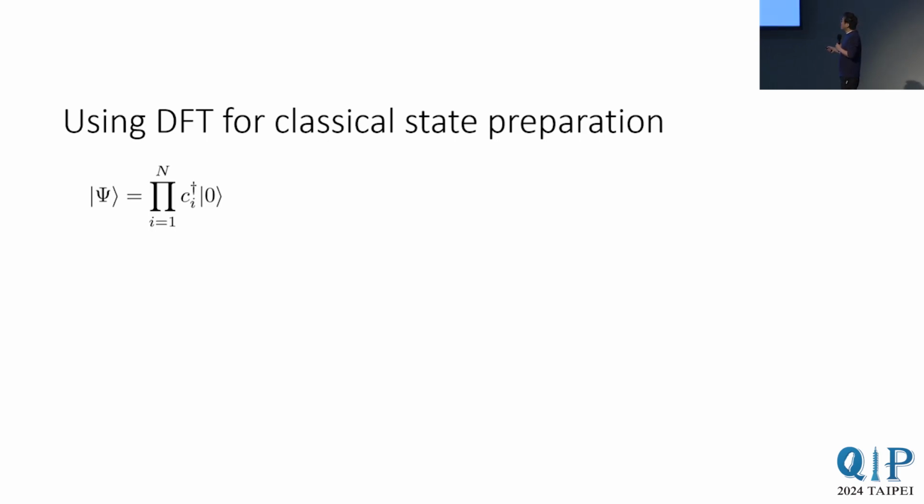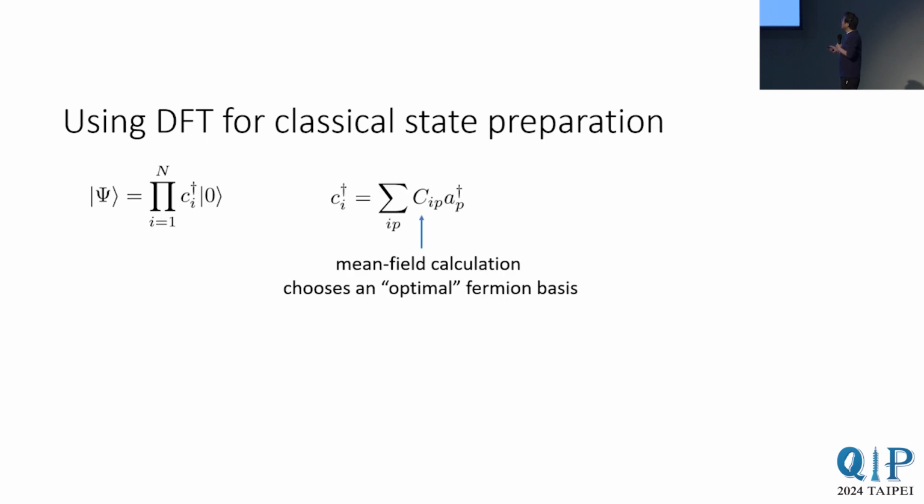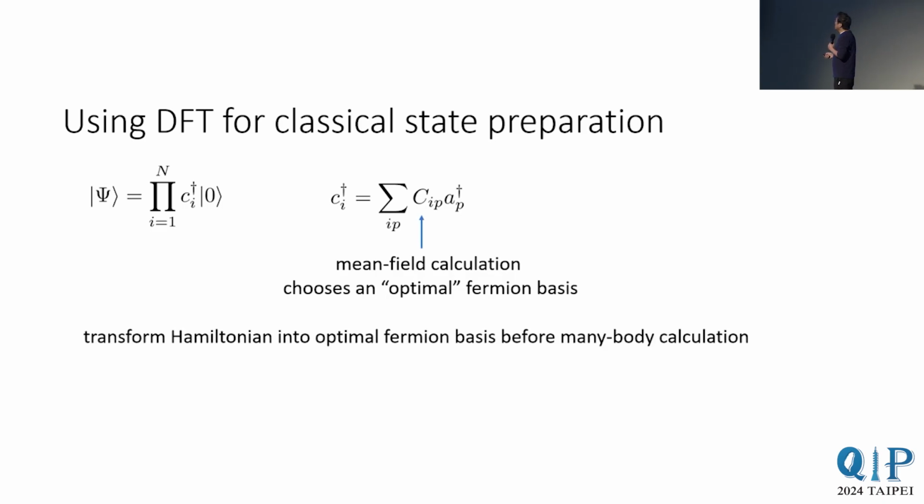You first remember that in a mean field calculation, you're finding a good product state, and this product state involves optimizing your single particle representation, and it's in some ways giving you some optimal fermion basis. I mean, it's not quite optimal because it's just done at the mean field level, but it's typically much better than the computational basis that you started with. And so what you usually do after you've done a mean field calculation is you don't want to throw away all this information, and so you transform your Hamiltonian from the original computational basis into this optimal fermion basis. And then you start your many-body calculation.